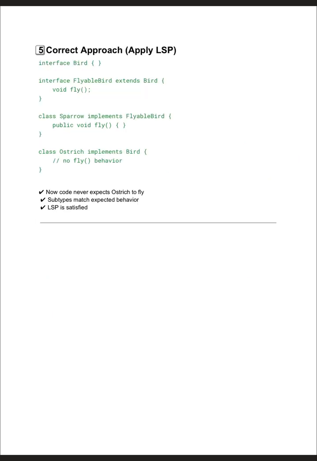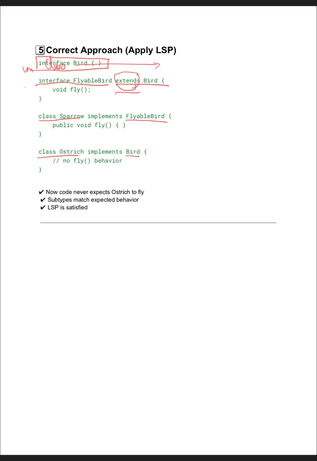Now let me explain it to you in a very simple way. You will write an interface Bird, and one interface will be FlyableBird, which will extend Bird. Maybe you can write it as a class. Now class Sparrow is implementing FlyableBird and class Ostrich is implementing Bird. You can keep it as an interface or as a class, but it is better to keep it as an interface, because abstract classes are rarely used anymore.